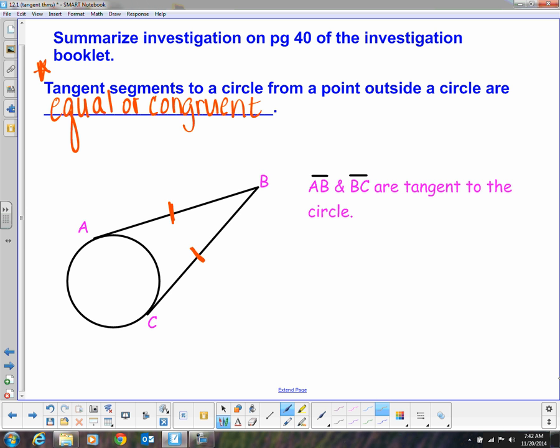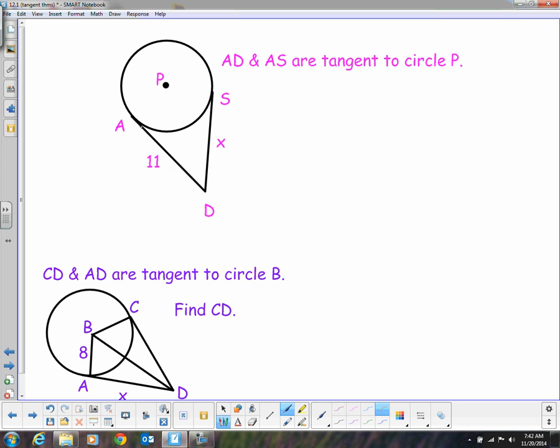So there's 2 things in this section. Radius, tangent, intersect on circle, 90 degrees. 2 tangents that start from a point outside the circle and are tangent to the circle are congruent. So here we go. If they tell you this is 11, first of all, tangent, tangent. If this is 11 and this is x, what do you know?